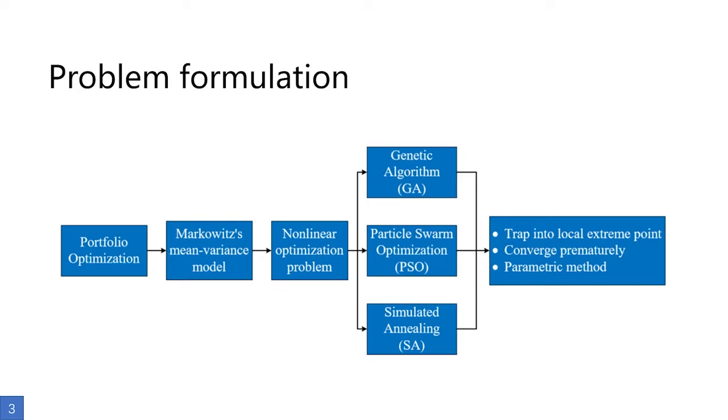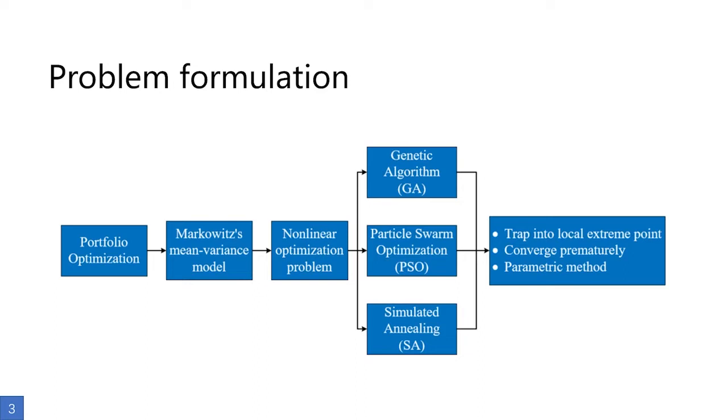A portfolio is a combination of security investments. The goal of portfolio optimization is to obtain returns and reduce risk. The mean variance model is the most commonly used model to minimize investment risk under a certain expected return. The mean variance model is a nonlinear optimization problem with multiple conditions.